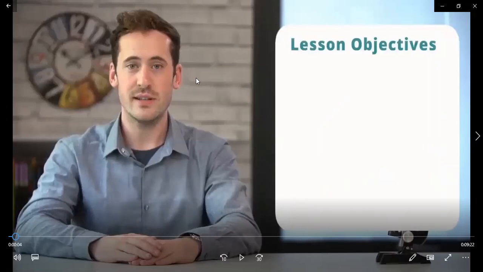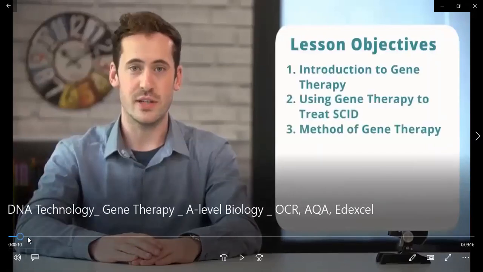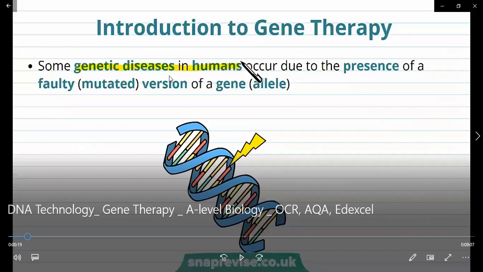Hemophilia would also be a classic example of one that would be a good candidate for this. In the example that he described, he spoke about SCID, which is severe combined immunodeficiency, and there's also another condition that you might come across called cystic fibrosis, which is also due to one faulty allele. So the whole purpose is that we are trying to help persons who have inherited a disease due to a faulty mutated allele. That is the whole aim of the process.